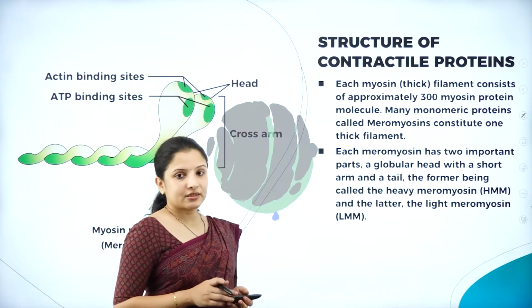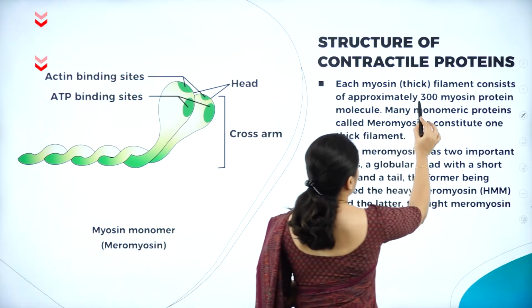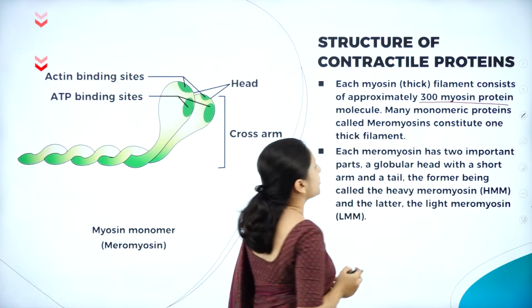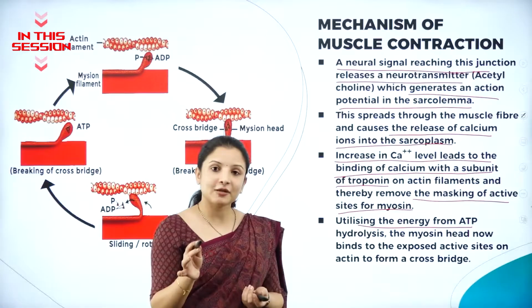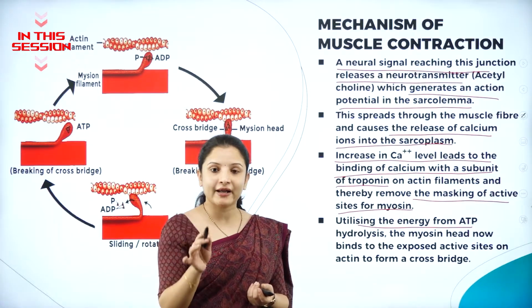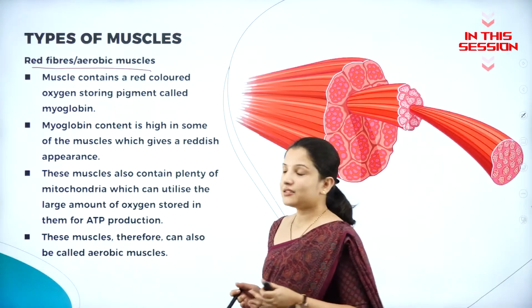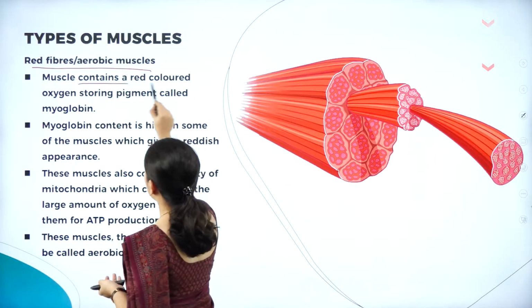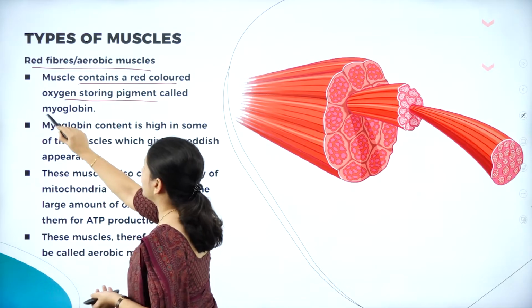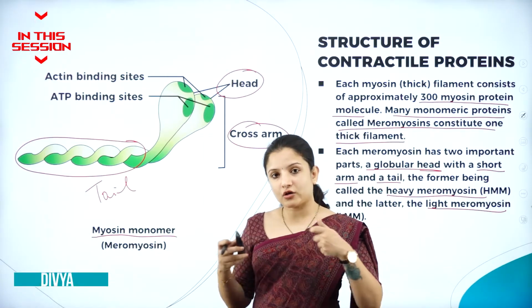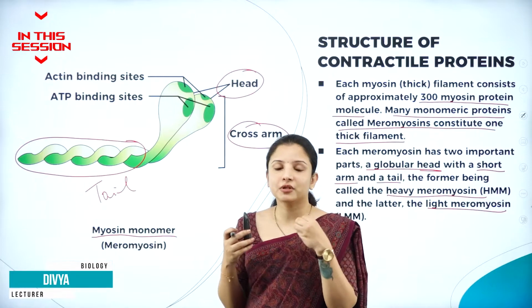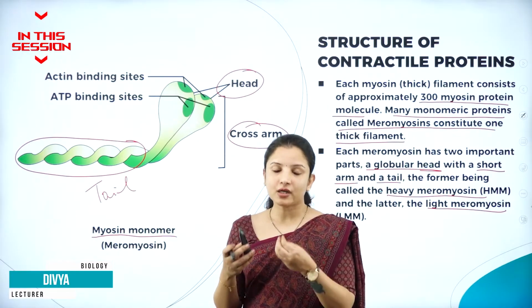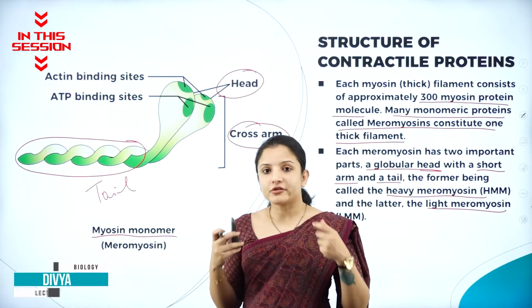So each myosin thick filament contains approximately 300 myosin protein molecules. ATP is produced in the globular head of the myosin protein. So muscle contains a red colored oxygen storing pigment called myoglobin. When they are in the contraction state, the myosin will go and bind to the actin there. So that is when the contraction occurs.